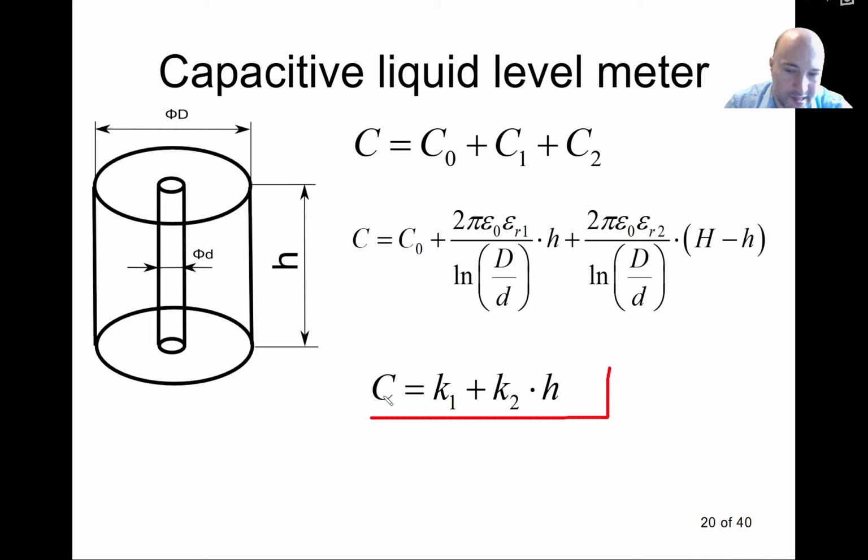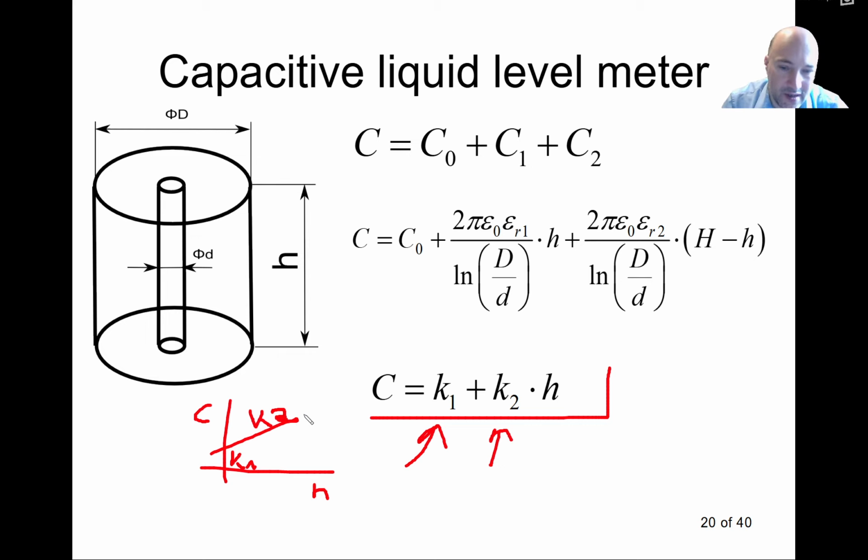So we will have that the capacity depends on some constant, I'll call that K1, and this is a constant that is telling me what is the capacity of my connections, what is the capacity of my cables, and so on. And then another constant that will tell me what is the sensitivity, or what is the slope of it. So if you plot this curve, it's going to look like this. This will be H and this will be C, and it's going to look like that. And this will be K1 and the slope will be K2. So again, we have a very nice linear dependence, and it doesn't matter at all if we use a cylindrical electrode or if we use a planar electrode as well.